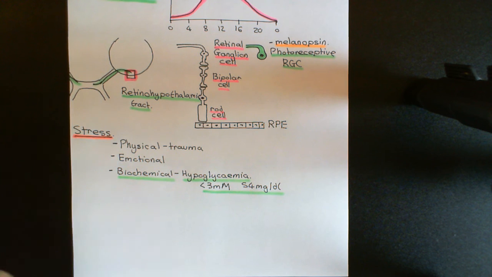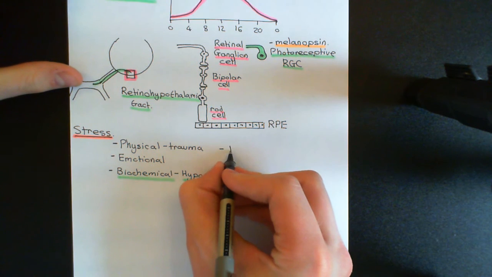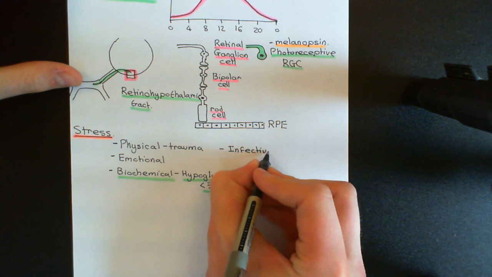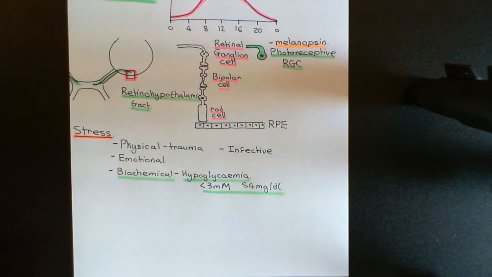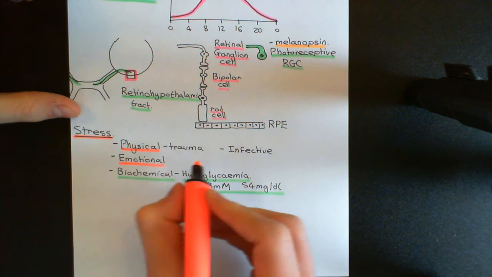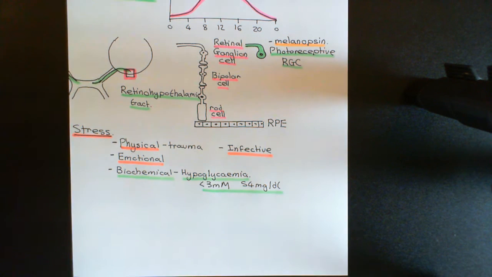Okay, and another form of stress is infective stress. So if you've got some very bad infection, this is a form of stress for the body, so infective stress. So those are the 4 major forms of stress as far as physiologists are concerned: physical, emotional, biochemical, and infective. And these can all lead to a burst of activity in the hypothalamic-pituitary-adrenal axis.